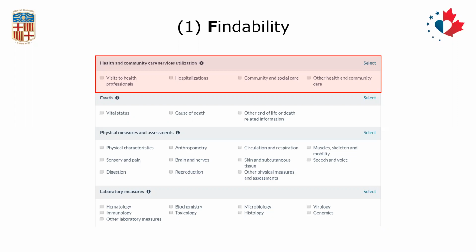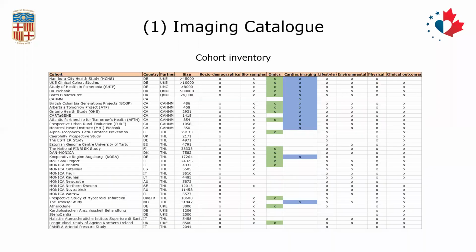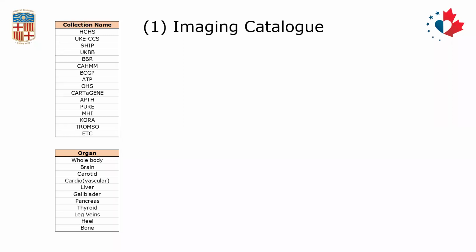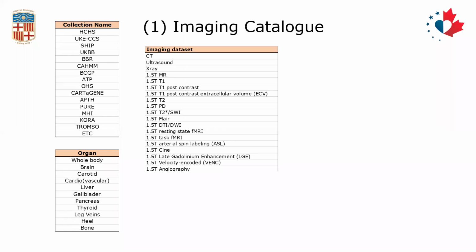And to do this, we followed the following steps. First, we made a detailed inventory of all the data, and we looked at those that have imaging. And then we looked within this cohort, the content of the cohort, to see which search variables we could extract. So we realized that there are different organs within these cohorts. So, of course, cardiovascular, because most of the cohorts focused on the heart, but not only, the brain, the carotid, liver, etc.